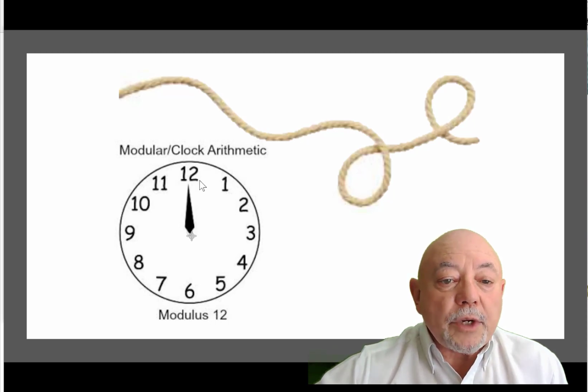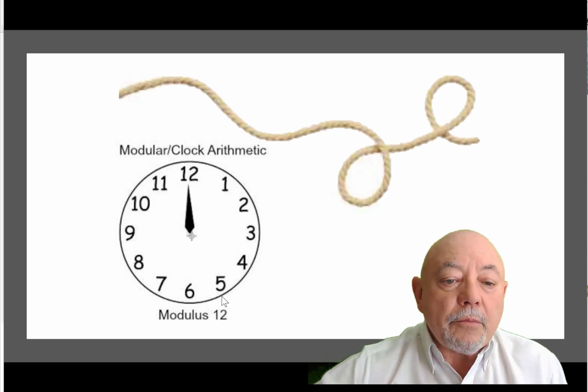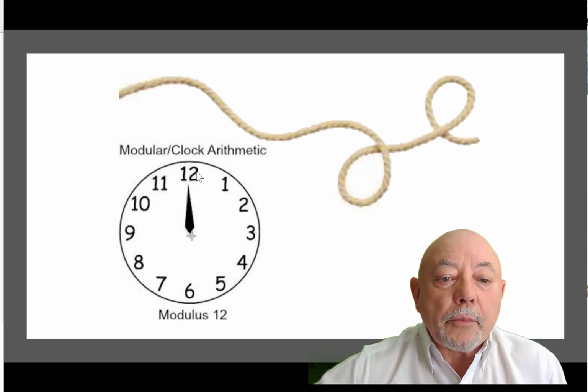So in this case, we know no matter how long the rope is, it's going to have a modulus between 0 and 11. If it gets to 12, it's going to be the same as 0. If it's divisible by 12, so 48, for example, would be 0 in modulus arithmetic.